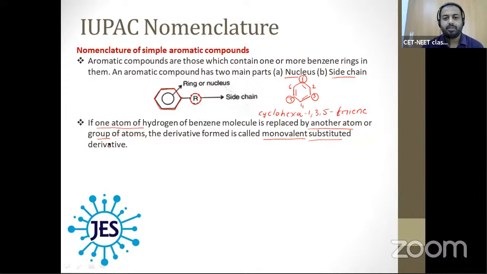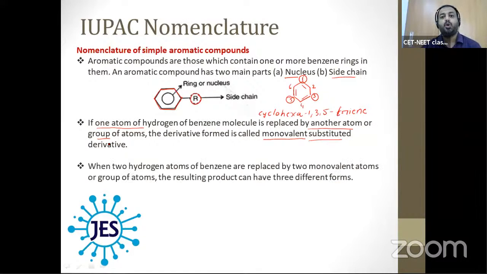Let's see how we name that. If you have 2 hydrogens removed, you call it di-substituted derivatives. 3, tri-substituted. More than 3, poly-substituted. Let me give you one example of a mono-substituted derivative. Let's say you have a benzene ring to which a chlorine atom is attached. How will you name it? You will name it as chlorobenzene.